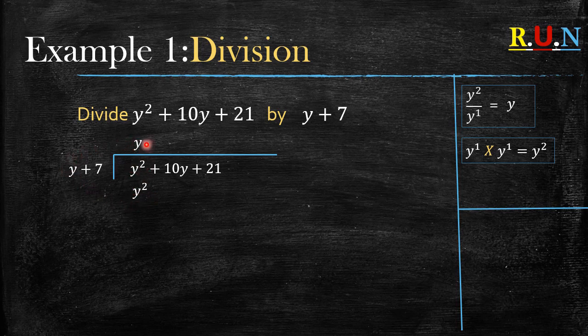Good. Now, when you times this y with the 7, what do you get? You get 7y. Maybe you are wondering how. Remember here there's an invisible 1. And in multiplication, like terms and unlike terms can be multiplied. So you say 1y multiplied by 7. It will give you 7y. Good.